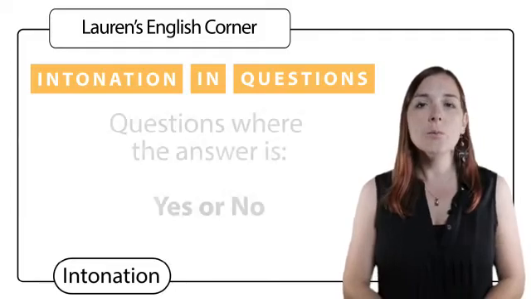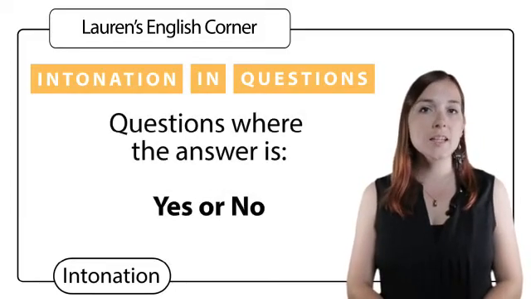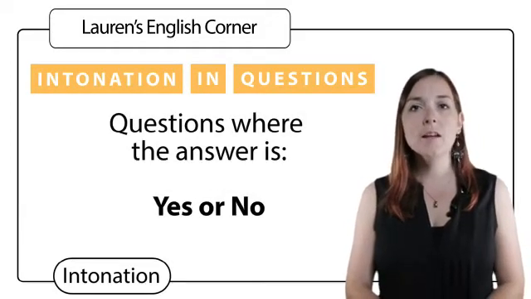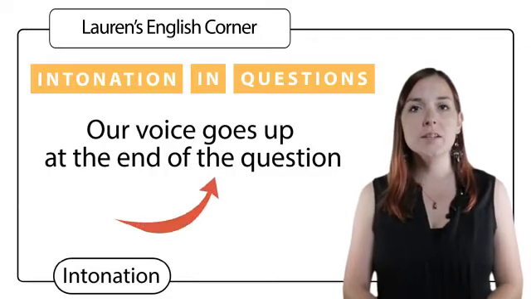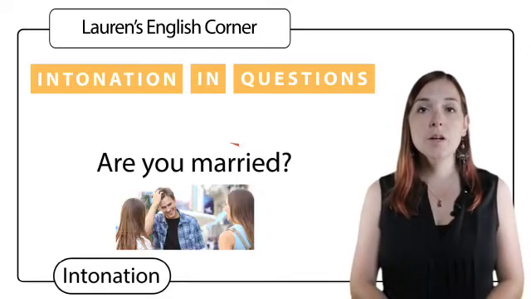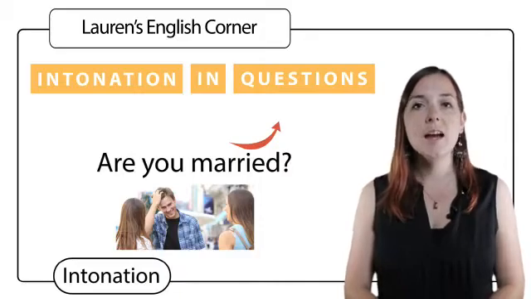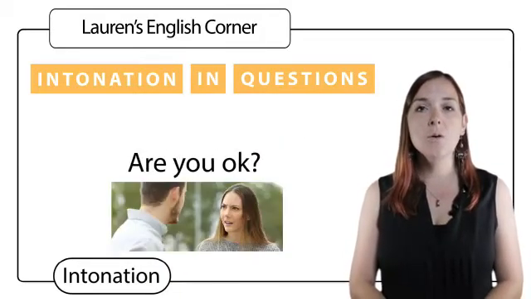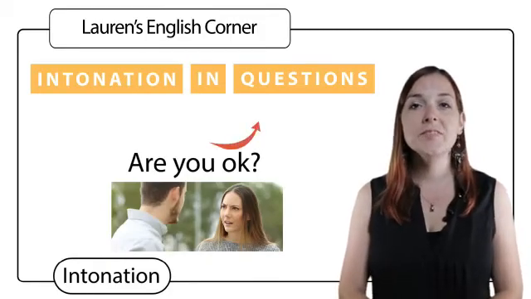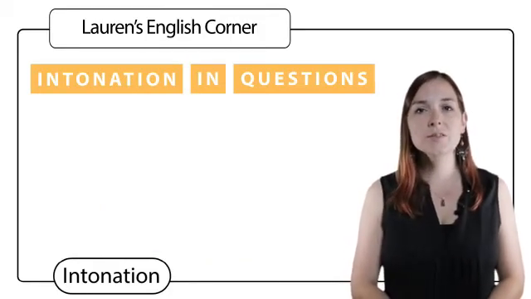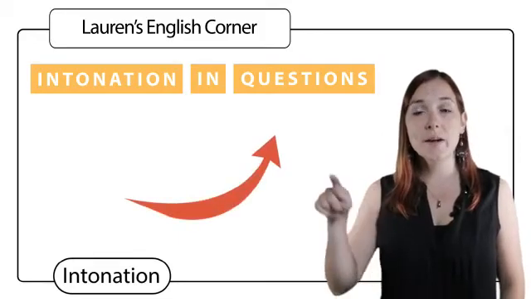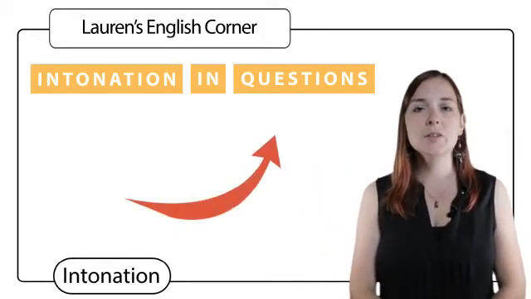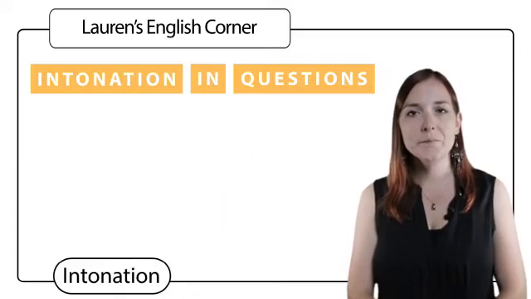First, if we're looking at a question where the answer is yes or no, then our voice goes up at the end of the question. For example, are you married? Or do you like chocolate? Or are you okay? So in all of those questions, the intonation goes up at the end, and that is because the answer is yes or no.